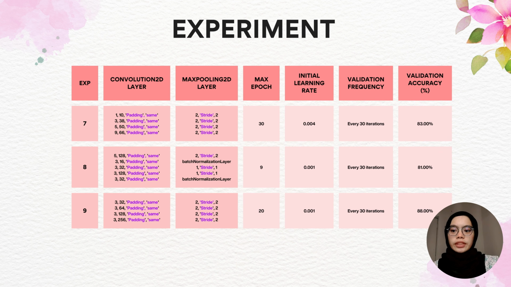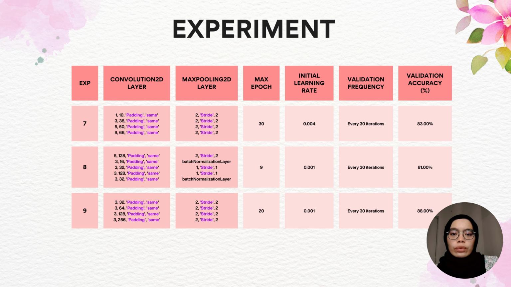For experiment 7, we use 4 convolutional layers with 10, 38, 50 and 66 filters with 2 times 2 max pooling layers with 30 epochs with a learning rate of 0.004, with validation accuracy checked every 30 iterations, and we achieve a validation accuracy of 83%.